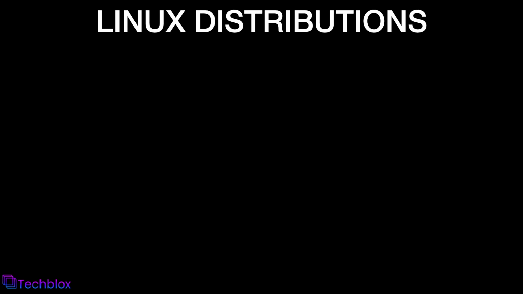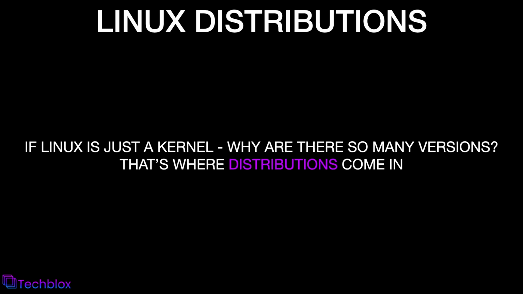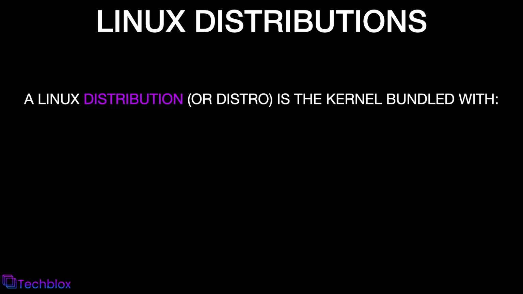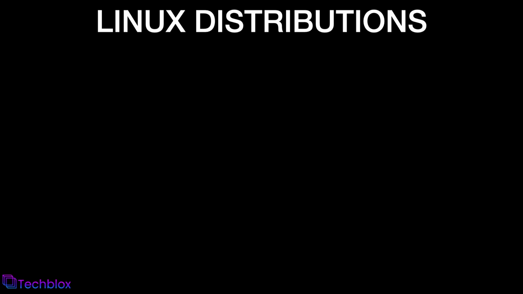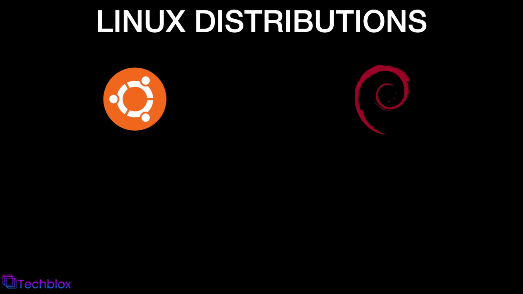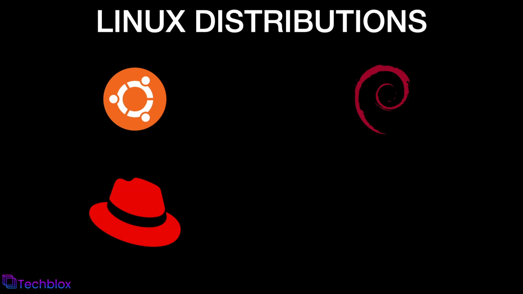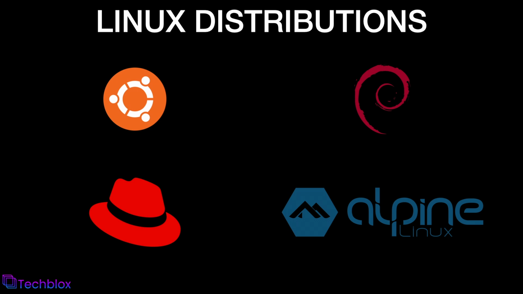Okay, so if Linux is just a kernel, why are there so many versions? That's where distributions come in. A distribution, or distro, is the kernel bundled with system tools, package managers, libraries, sometimes a desktop environment. Some are designed for servers, some for desktops, and some for minimal containers. A few examples would be Ubuntu, which is great for beginners and widely used in cloud environments. It has a tremendous community. Debian, which focuses on stability. Red Hat, which is considered an enterprise-grade operating system, used in production mostly. Alpine, which is minimalist and ideal for containers. They may differ in tooling, philosophy, or package systems, but deep down, they are all Linux.